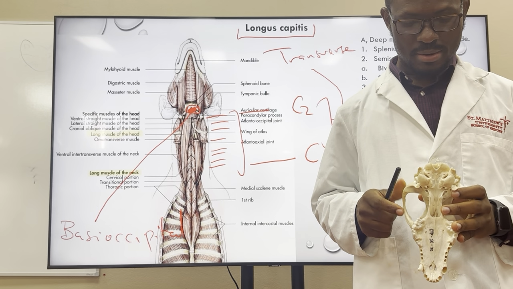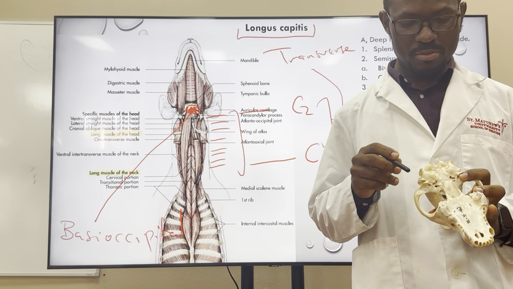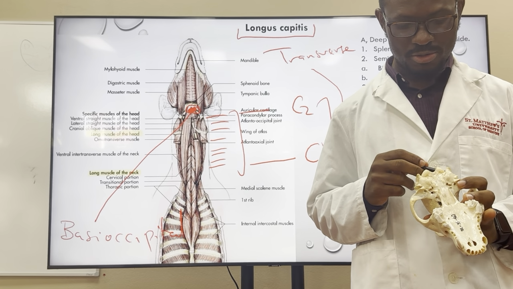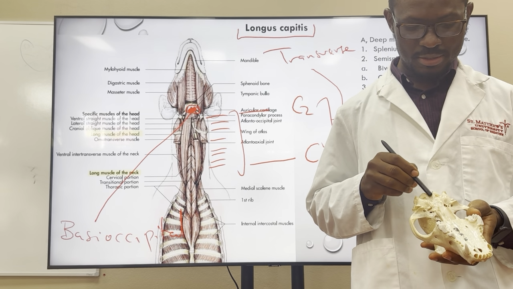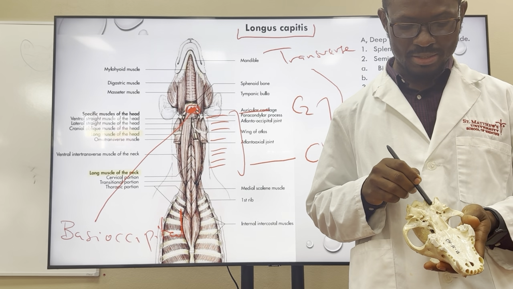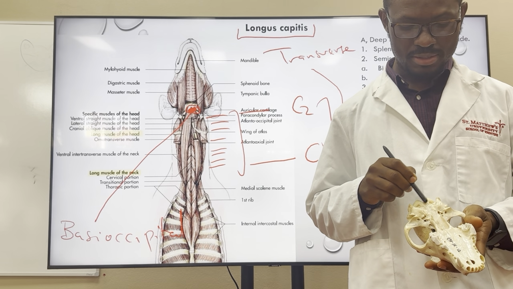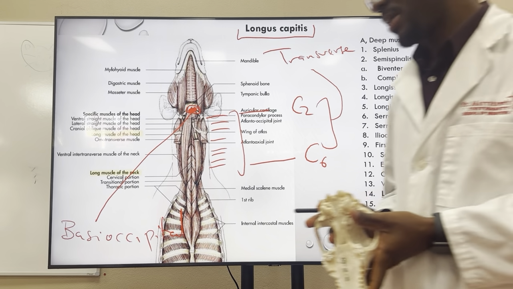So this is where the occipital bone is. The occipital bone has several aspects: the squamous part, occipital condyle, paracondylar process. This is the base of the occipital bone, referred to as the basi occipital.